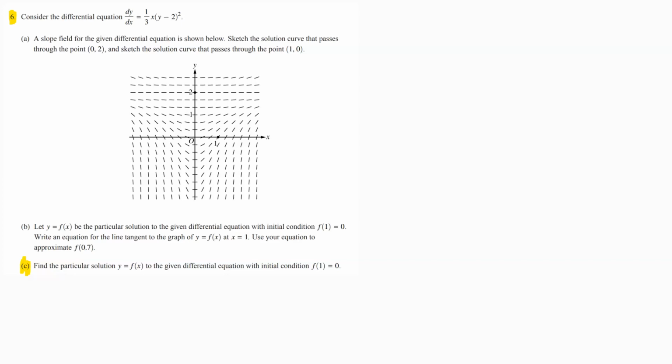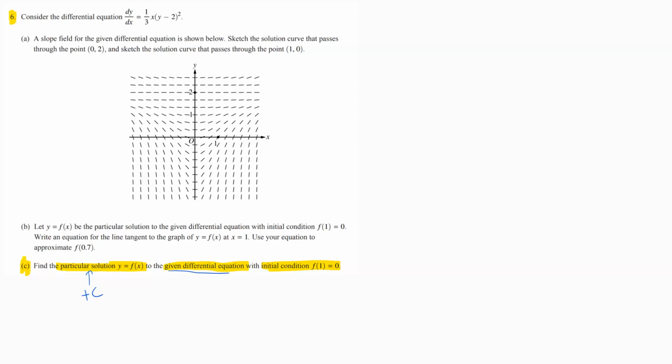Alright, so part C here wants us to find our particular solution of y equals f of x to the given differential equation with the initial condition f of 1 equals 0. So particular solution means we're going to be doing an antiderivative, and that means we're going to want to find that plus c value that you always get when you're taking antiderivatives.